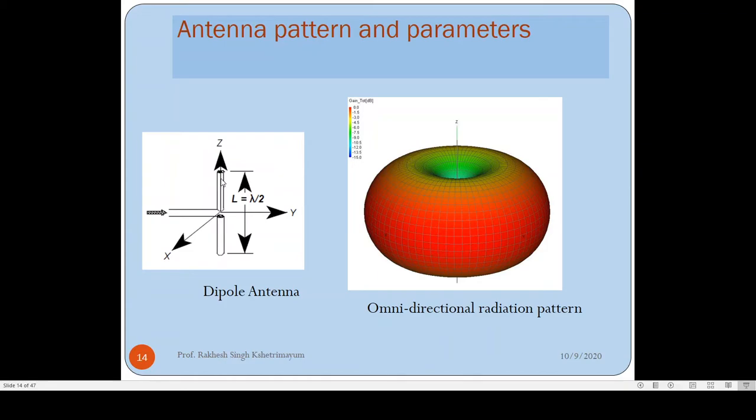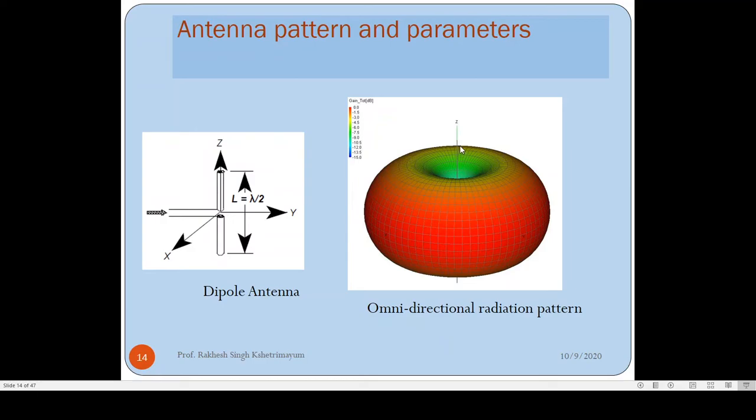So now if you assume current is flowing along the Z axis, the magnetic field circulates the current, so the magnetic field will be confined in the XY plane. So the plane in which we have the maximum magnetic field is called the H plane. And if you look at the XZ plane, the electric field will be confined in this plane. So the plane in which you have the maximum electric field is called the E plane.